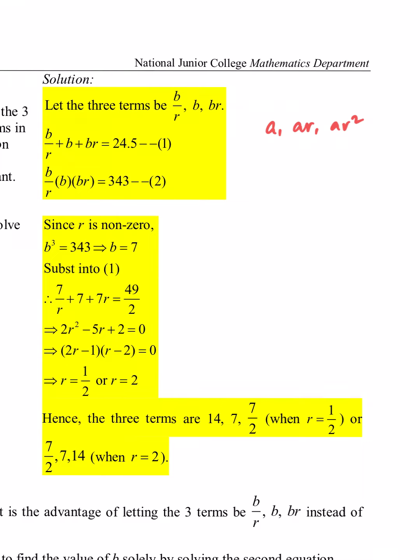AR, and AR squared. But we realize that because in this case, the product of the 3 terms is given to us as 343, if we were to write it in a different way, if we write the 3 terms as B over R, B and BR, where R is a common ratio and B is the middle term, we realize that when we multiply the 3 terms together, the R cancels off nicely, leaving us with just B cubed equals 343. So that's the reason why we would choose to write the 3 terms like this instead of A, AR, and AR squared. So this one is not recommended.